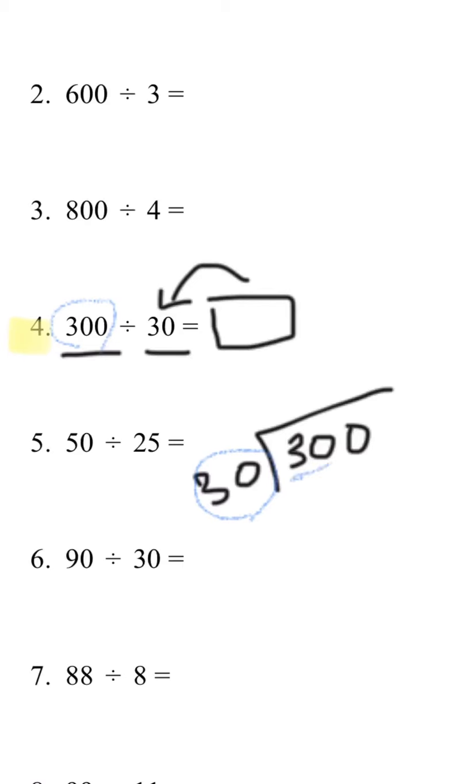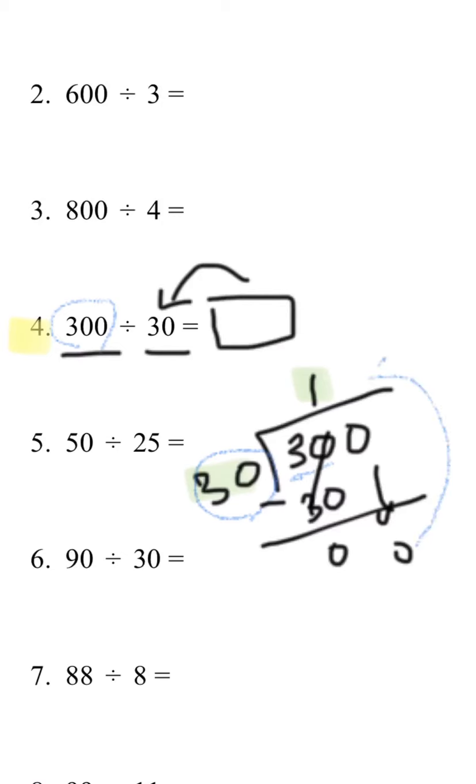Then does 30 go into 30? Yeah. How many times? Once, right? And then what do we do? We do 30 times 1, okay, which is 30, right? Subtract, that's 0, right? And then we bring down the 0. So your answer is 10, okay?